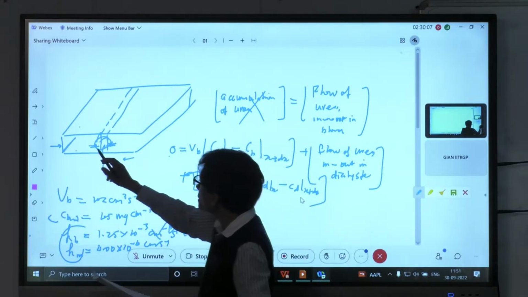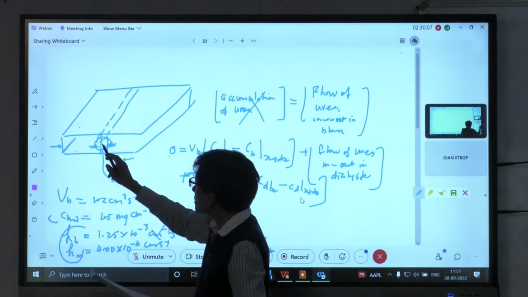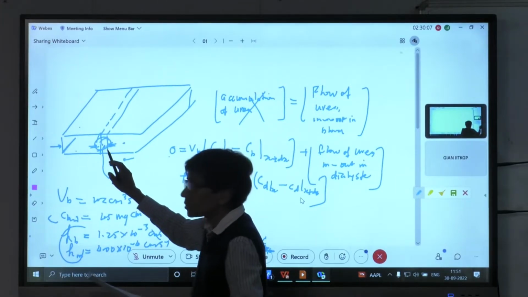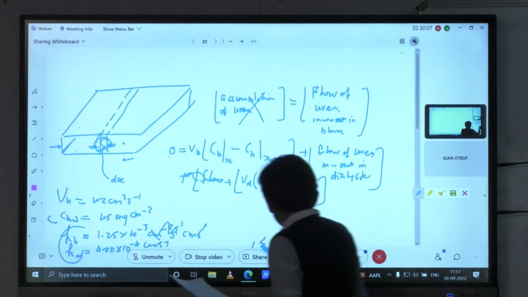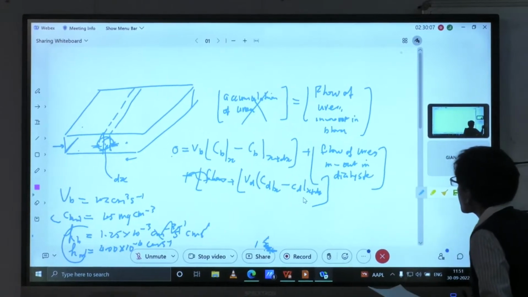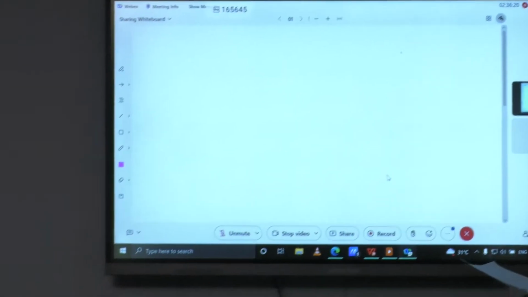There's no accumulation here. Whatever is coming in the blood minus what's leaving in the blood, what's coming in the dialysate minus what's leaving in the dialysate. Okay, now I'm going to erase all this. And let's start again. Okay.